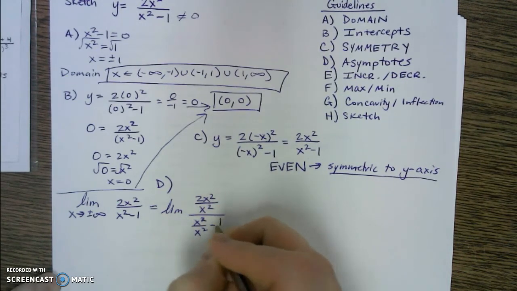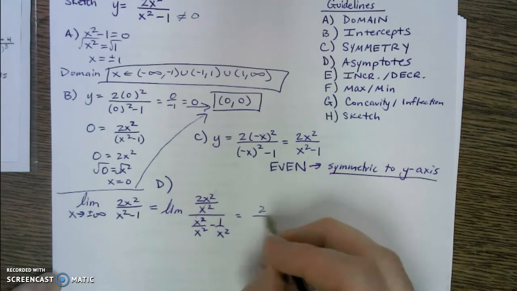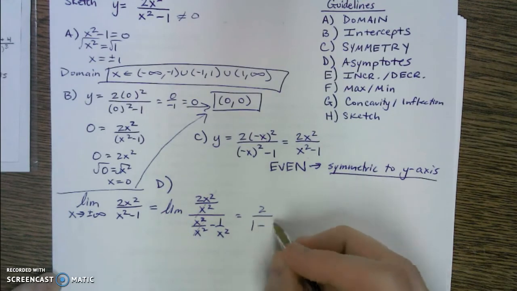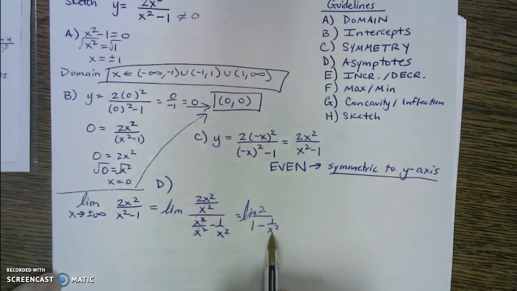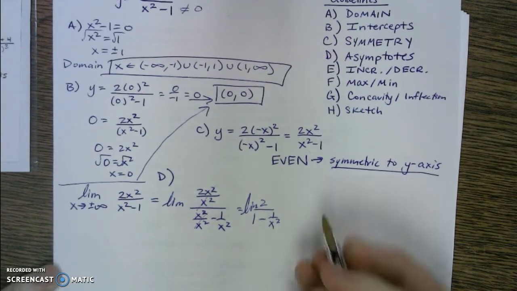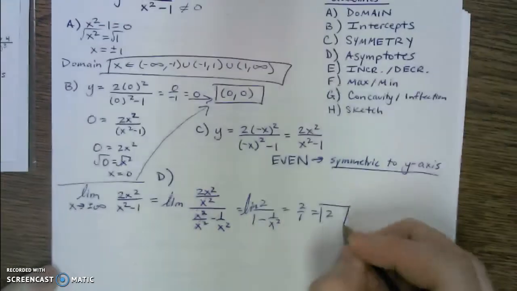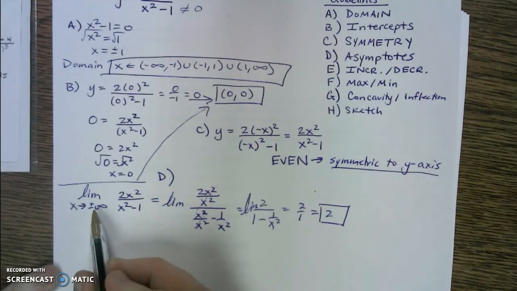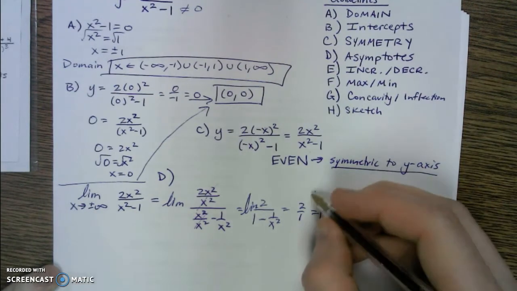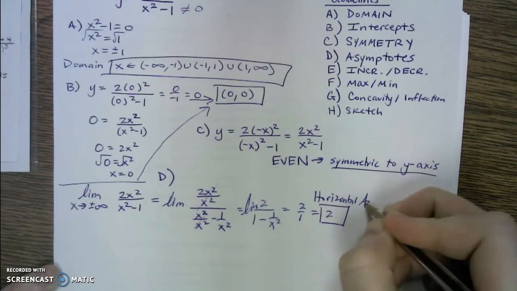This is only when you approach infinity. So the x squareds cancel, those reduce, and then once you plug in infinity for the x value, you end up getting 0 there, so you get 2 over 1, which is 2. So the limit as we approach infinity and approach negative infinity is 2. So this is my horizontal asymptote.